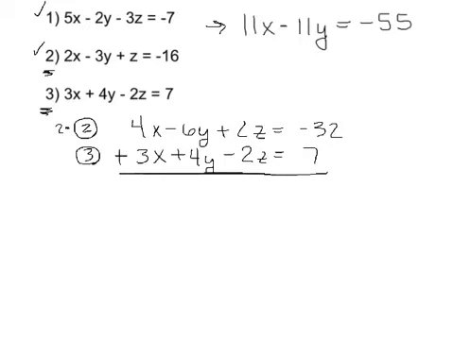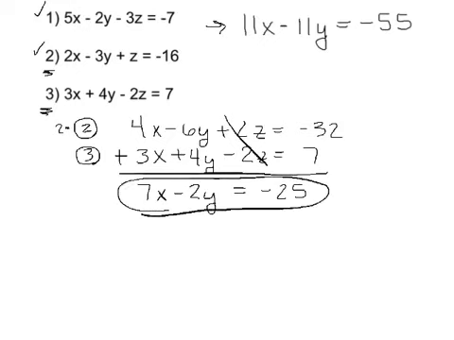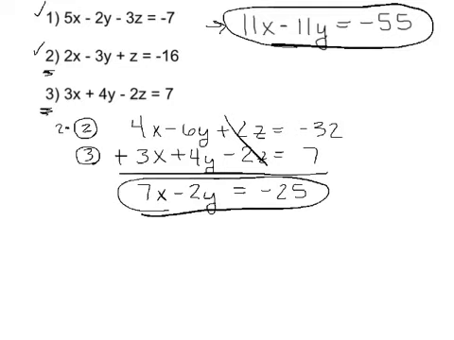And use elimination to cancel out your z term. I'm left with 7x minus 2y equals negative 25. So I have 2 equations, 2 variables. You guys know how to solve these.